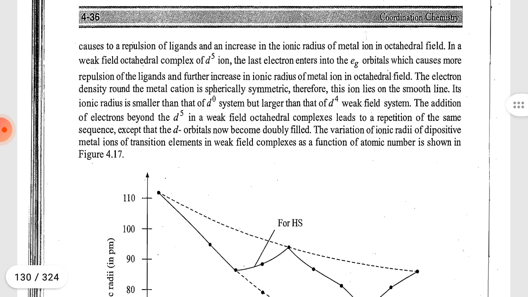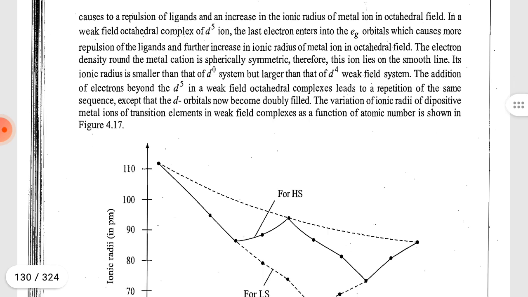In a weak field octahedral complex of D5 ion, the last electron enters into the EG orbital which causes more repulsion of the ligand and a further increase in ionic radius of the metal ion in octahedral field. The electron density around the metal cation is spherically symmetric, therefore this ion lies on the smooth line. Its ionic radius is smaller than that of D0 system but larger than that of D4 weak field system.